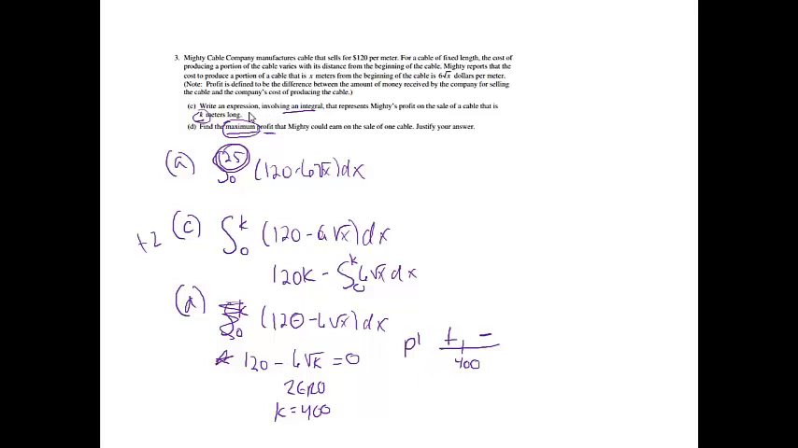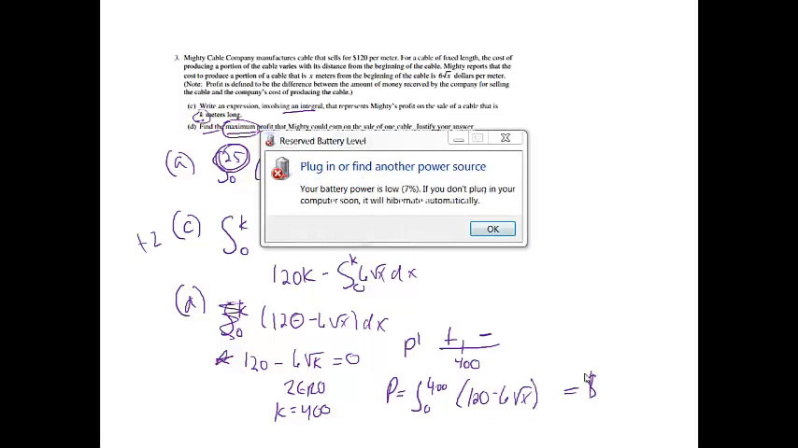So when it said to find the maximum profit, notice it says find the maximum profit. It doesn't say where does it occur. We found that the maximum profit does occur at 400, but now what we need to do to get the profit is we need to put 400 in there for our k. So when we do that, that would be my answer, and I end up getting $16,000.